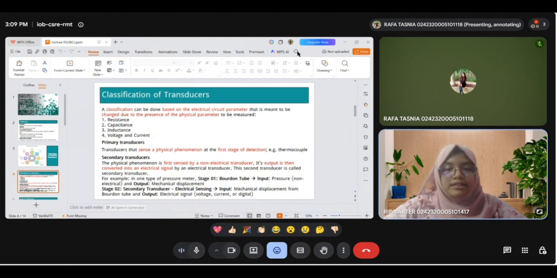A primary transducer directly senses the physical quantity, then the secondary transducer receives the output from the primary transducer and converts it into an electrical signal. For example, in a pressure meter, the Bourdon tube senses pressure first, then a secondary transducer converts that movement into an electrical signal. Next slide.